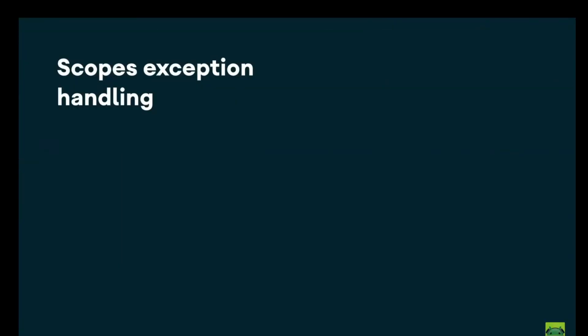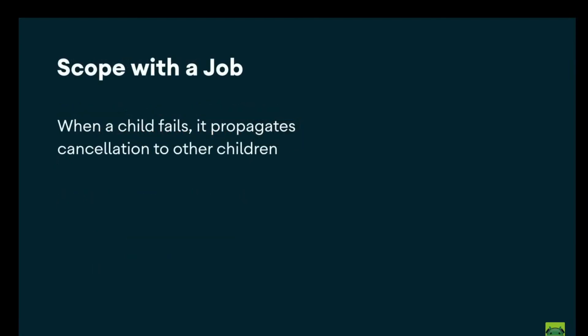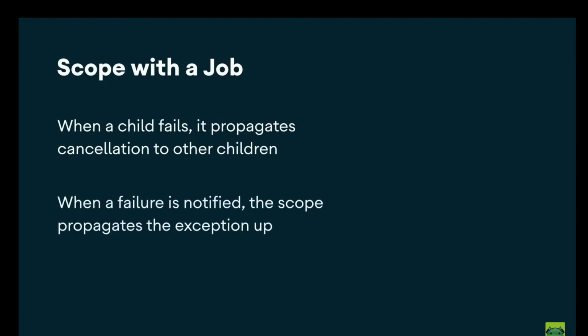So now we're going to see how to handle exceptions. Scopes can also take a job, and a job is going to define the life cycle of both the scope and the coroutines. Whenever we pass a job to a scope, that means that it's going to handle exceptions in a particular way. When a child fails, it is going to propagate the cancellation to other children. And when a failure is notified, the scope is going to cancel itself and propagate the exception up.